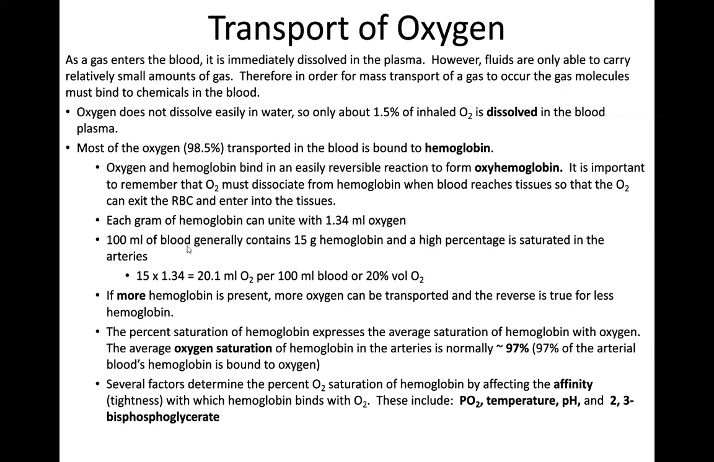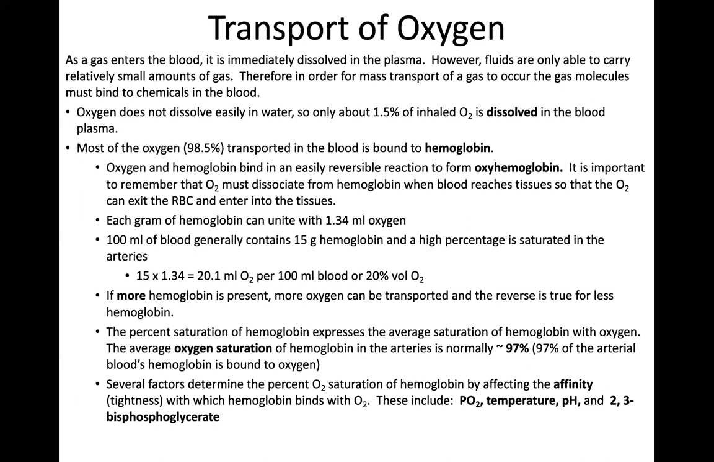If there's more hemoglobin, maybe instead of 15, we say maybe it's 18 or 20. 18 times 1.34, 20 times 1.34, obviously is going to produce a higher number than this. We don't need to worry about what the number is. So if more hemoglobin is present, more oxygen can be transported in our blood. And the same is true if you reverse it. Instead of 15, maybe we say there's 10 or 12, and whatever that number is multiplied by 1.34 would be less than this. So if there's less hemoglobin, less oxygen can be carried, more hemoglobin, more.